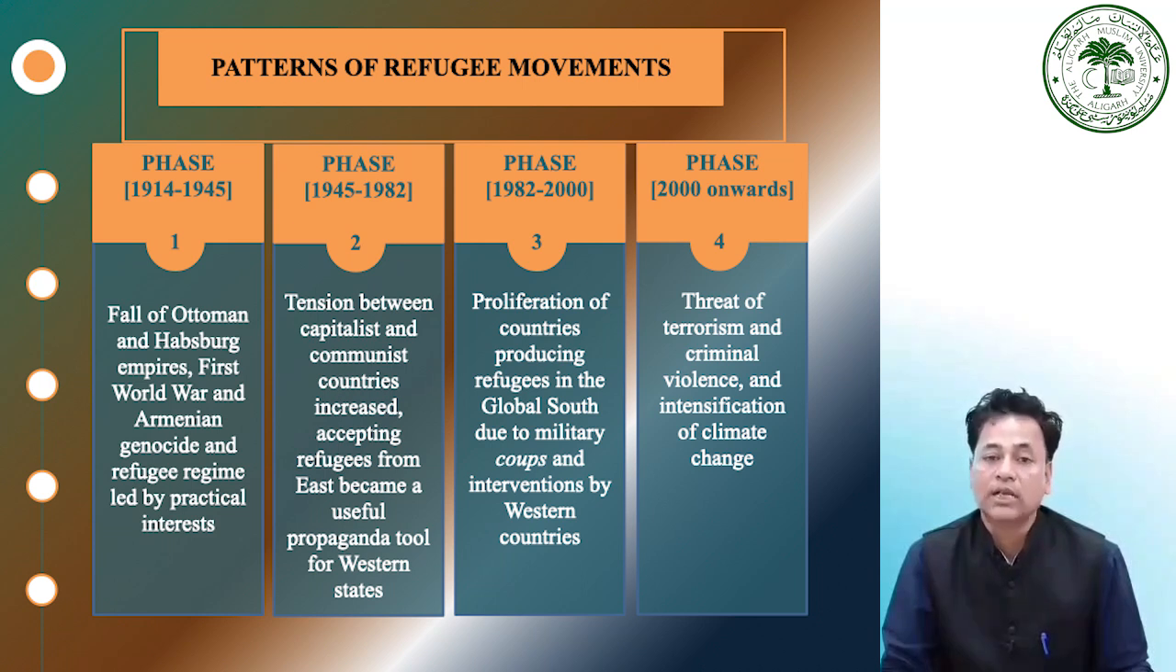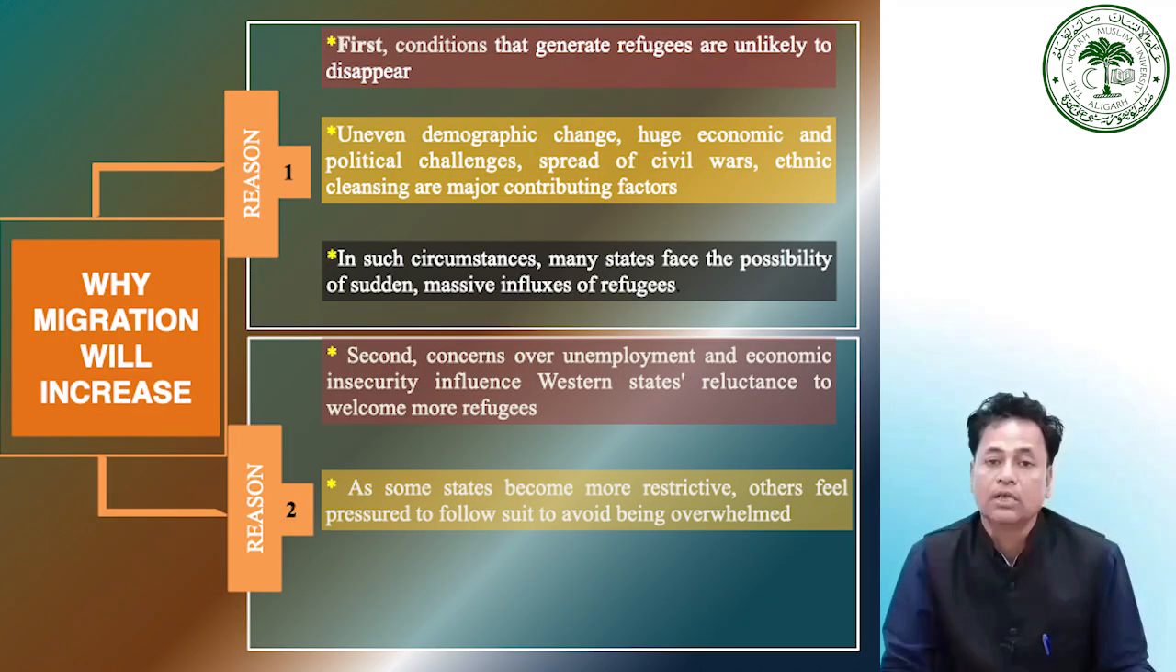find there is a lot of selectivity. When there are refugees coming from countries like Ukraine, the other European countries accept them, and if there are refugees from Syria, they don't accept them. So there is a lot of selectivity and politics over the issue of refugees. This period is marked by the threat of terrorism and criminal violence, as well as the intensification of climate change. Internal migration has increased, external migration has increased, and that has become one of the reasons why it has become an important agenda of contemporary international politics.